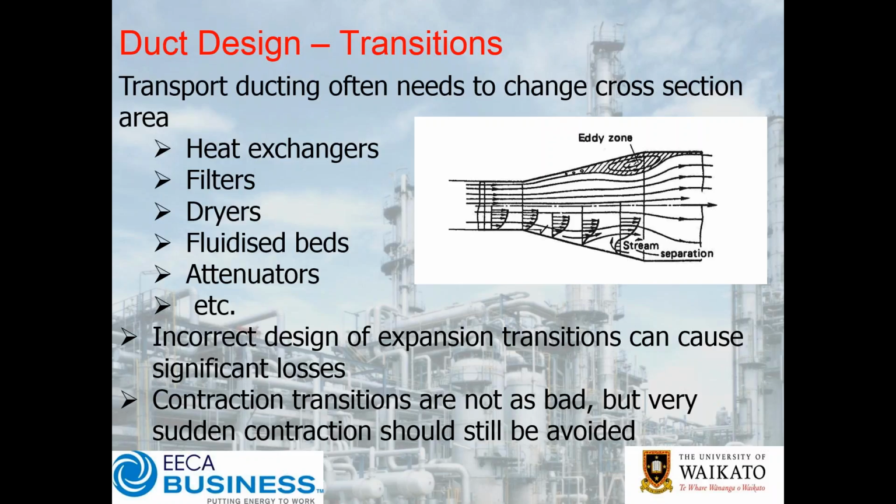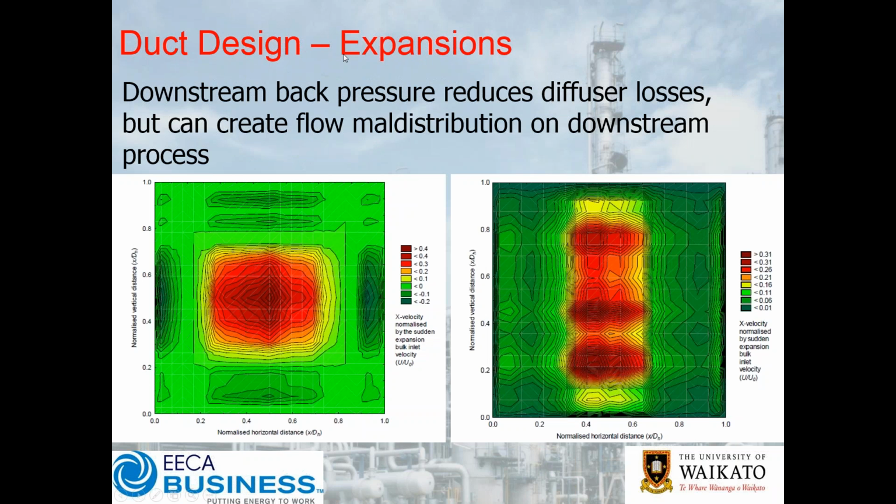Now, contractions at the other side of things aren't generally as bad, but a sudden contraction should still be avoided. So here's an example of a 9-to-1 area ratio expanding out. You can see that depending on different scenarios, we can put a bit of back pressure on, but we still don't actually get the flow distributing out. So looking at flow expanding in a rather large diffuser like this, you can get a concentration of the flow in the middle and not a lot of flow around the edges.